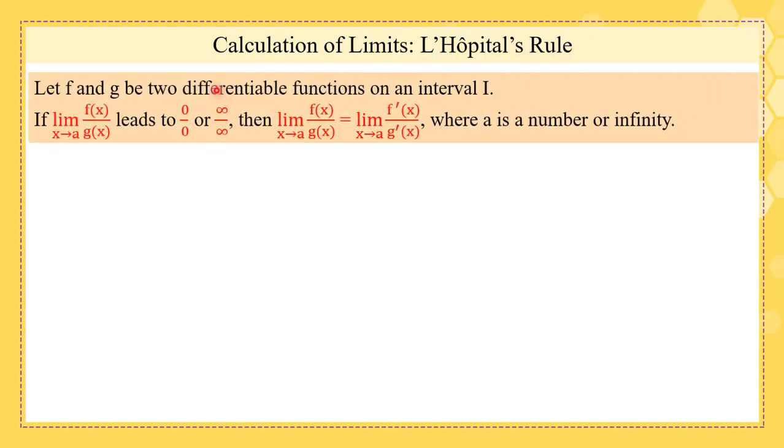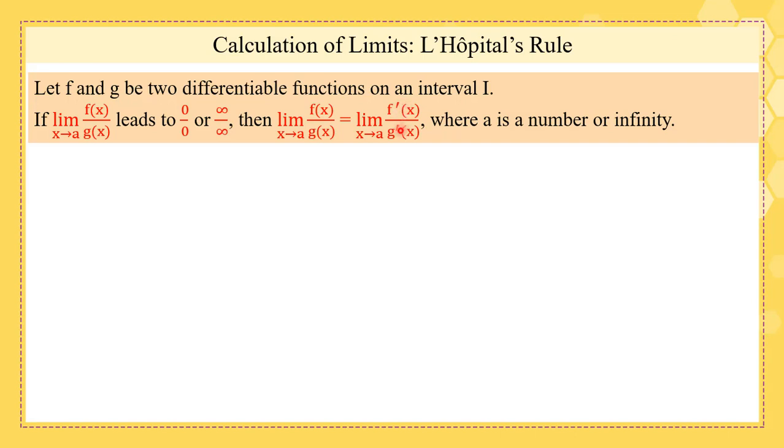The third method of calculating limits is L'Hôpital's rule, and L'Hôpital is the name of a French mathematician. Now, L'Hôpital states the following. If we have f and g two differentiable functions on an interval I, and if the limit of f over g leads to 0 over 0 or infinity over infinity, then the limit of f over g would be the same as the limit of f prime over g prime.